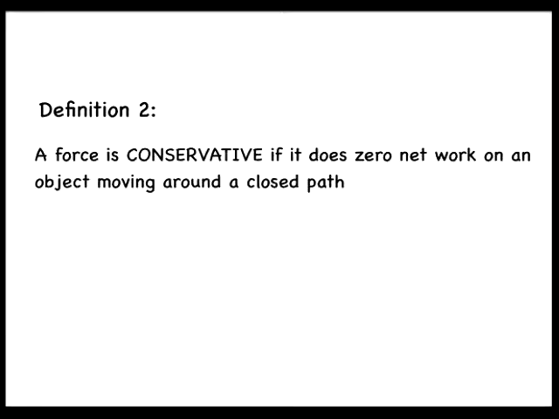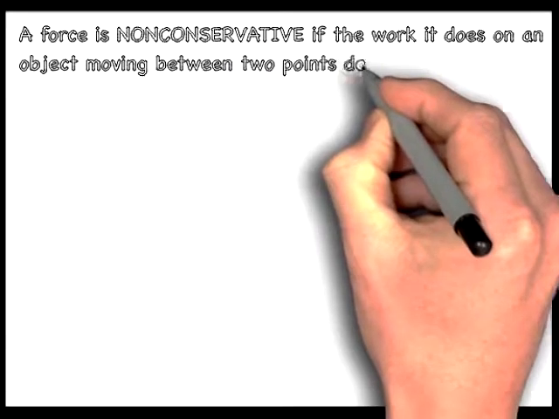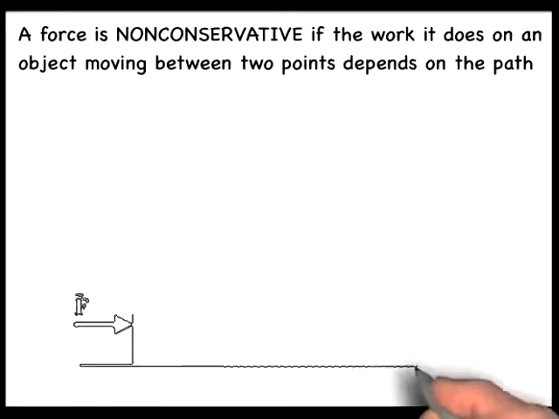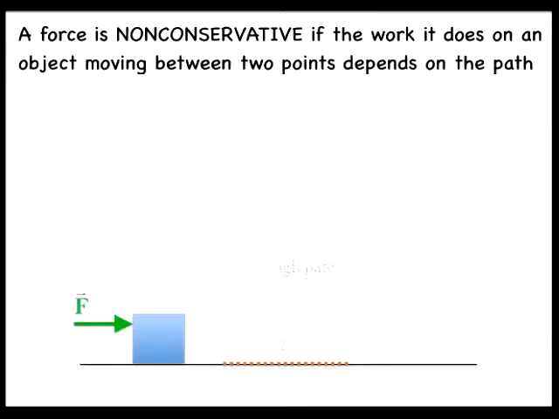This leads us to the second way to define a conservative force. A force is conservative if it does no net work on an object moving around a closed path. A force is non-conservative if the work it does on an object moving between 2 points depends on the path taken between the 2 points.